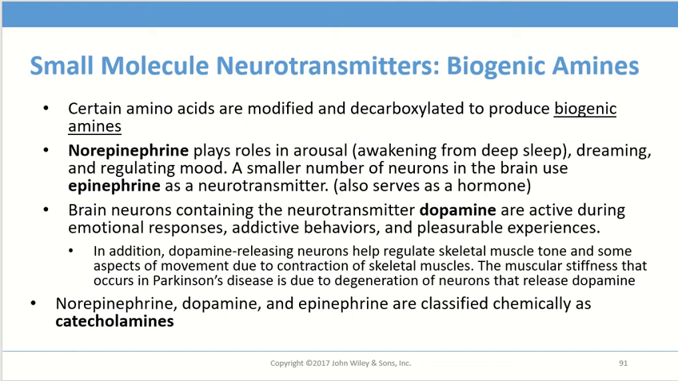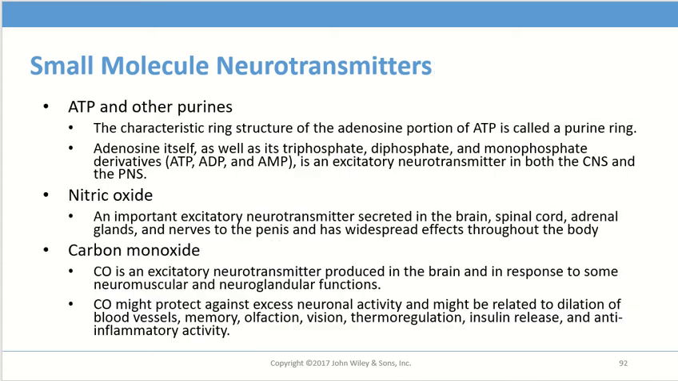So the muscular stiffness that you see in patients who have Parkinson's disease is a result of the degradation of these dopaminergic neurons in the brain. And if you actually look at brain scans or histology sections of patients with Parkinson's, you can actually see the degradation or the loss of these dopaminergic neurons, which is why they have that kind of weird stiff movement associated with the disease. So norepinephrine, dopamine, and epinephrine are all classified chemically as catecholamines.